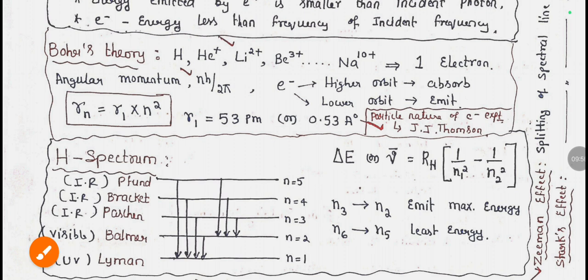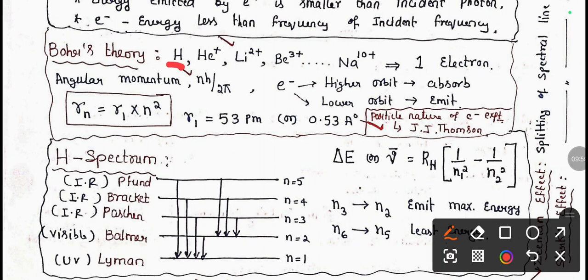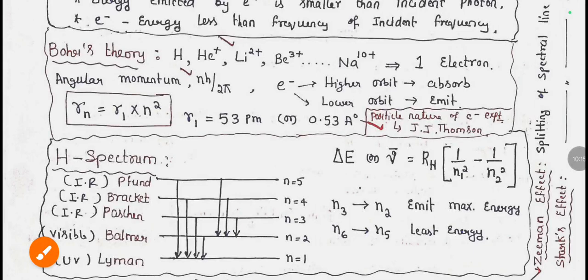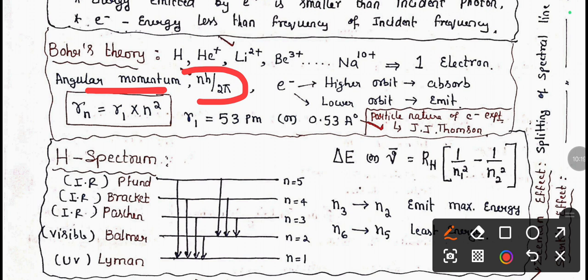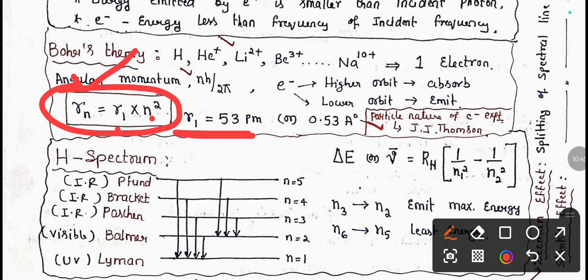Now Bohr's theory. Remember, Bohr's theory is applicable only to atoms or ions having one electron. Examples are the hydrogen atom and other ions which carry one electron. For them Bohr's theory is applicable. According to this theory, angular momentum can be calculated with the formula nh by 2 pi, where h is Planck's constant and n is the principal quantum number. And according to Bohr's theory, when an electron jumps to a higher orbit, it absorbs energy, and when an electron jumps to a lower orbit, it emits energy. Remember that. To calculate the radius of any orbit, we have the formula Rn is equal to R1 into n square, where R1, the radius of the first orbit, is 53 picometers or 0.53 Angstrom.